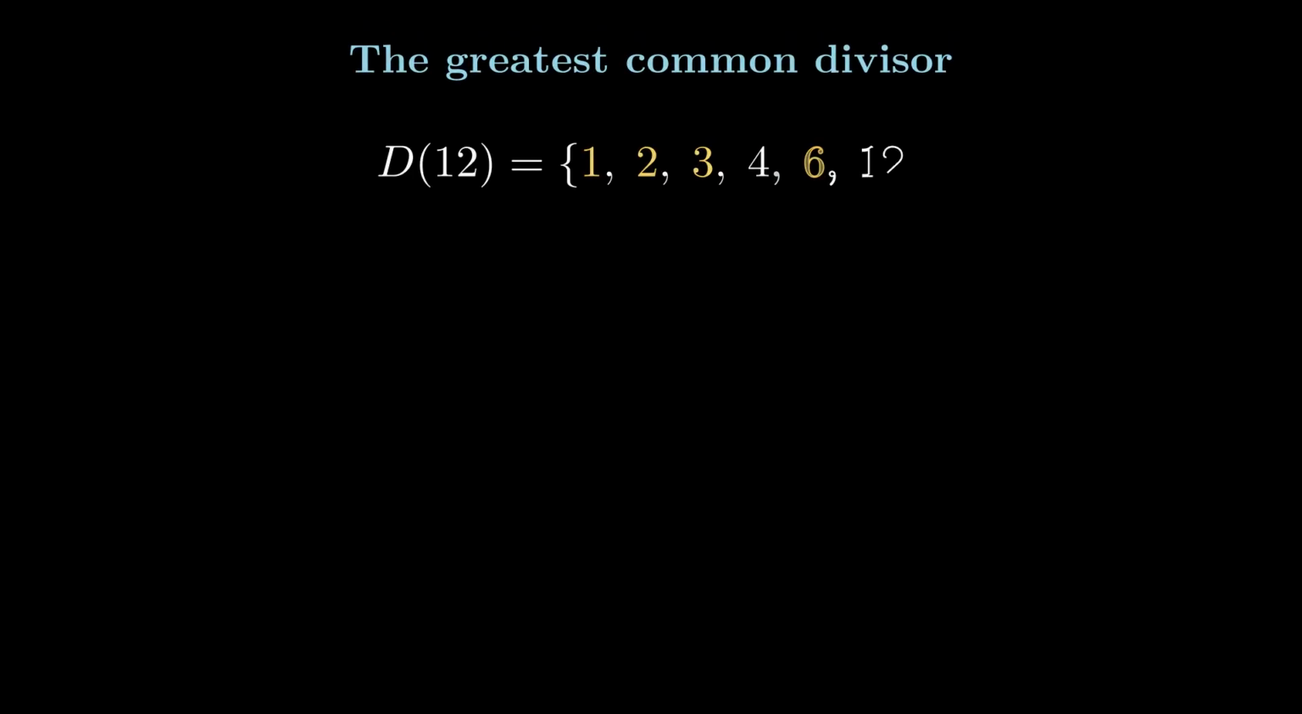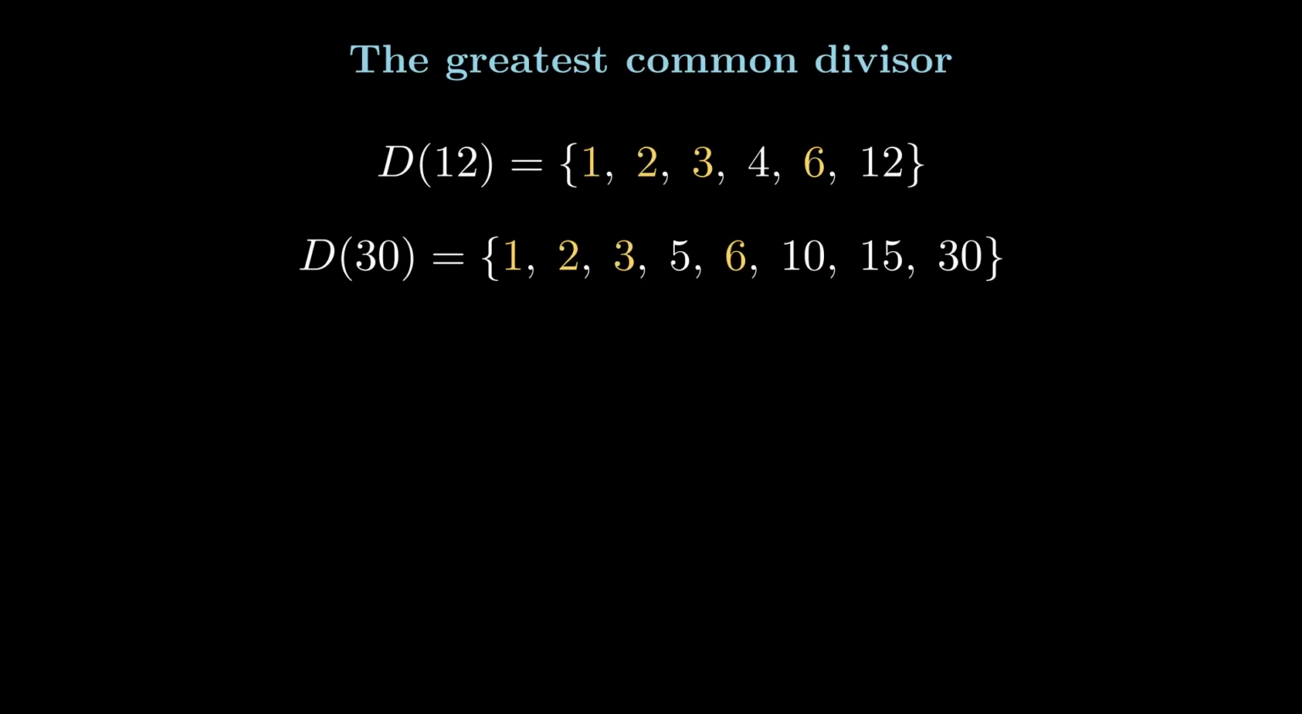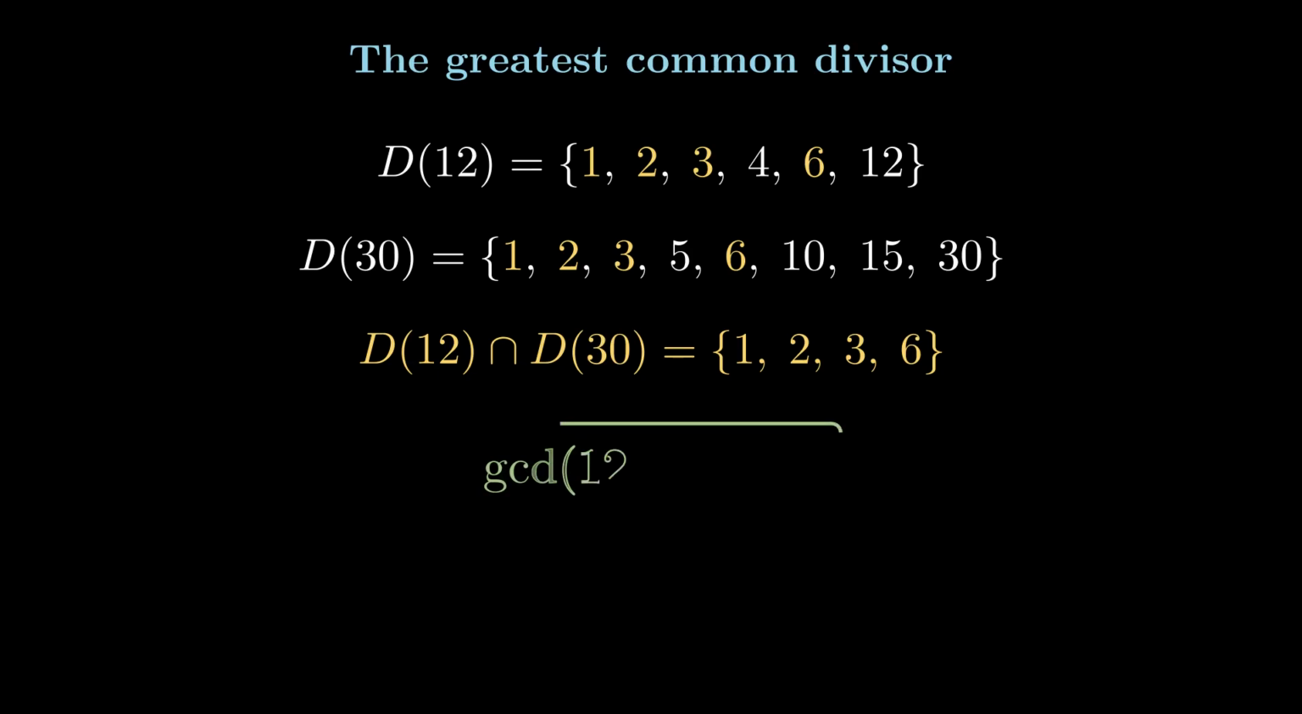What is the largest number dividing both 12 and 30? One way is to list the common divisors of both numbers. The greatest of them is 6, so the greatest common divisor of 12 and 30 is 6. But there's a better way to do this, which is more than 2,000 years old.